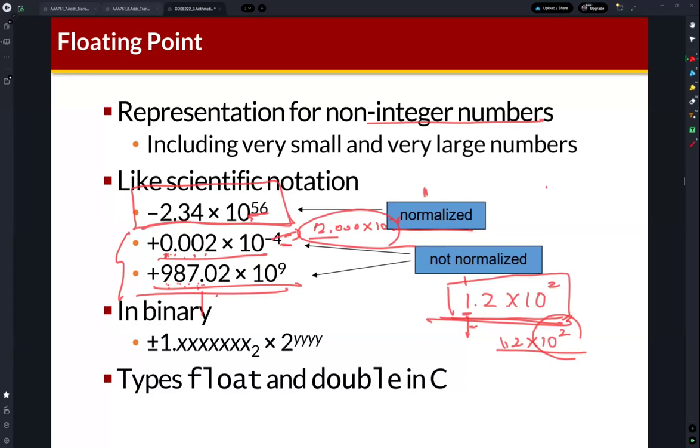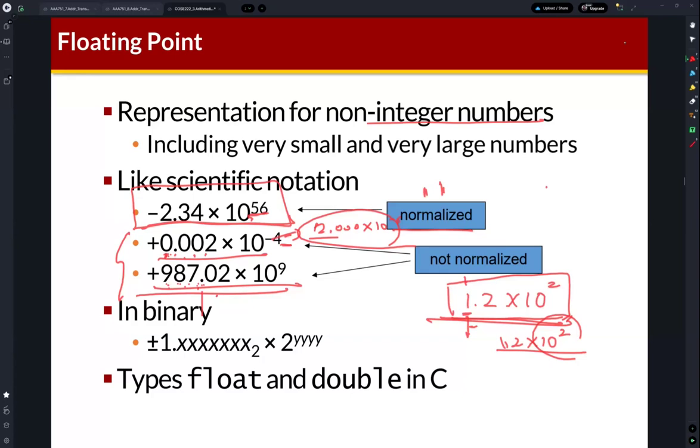So it's not normalized. So we can represent the floating point number using the normalized form or the not normalized form. But in scientific computing, we just use the normalized number in order to represent the floating point number. So using the normalized number, we can represent all kinds of real numbers, right?